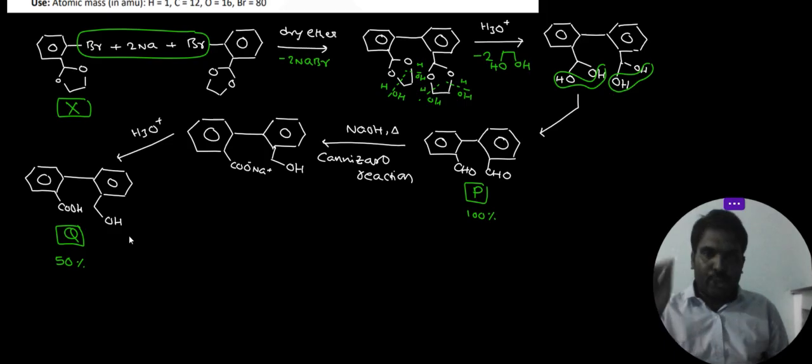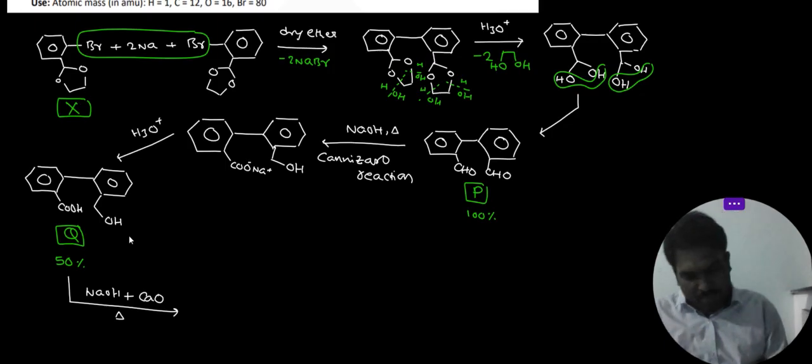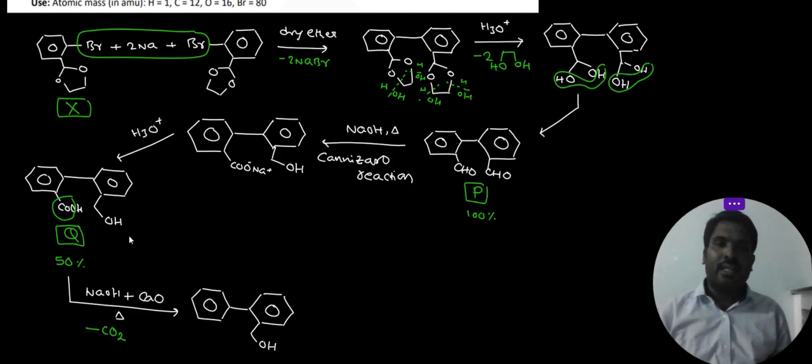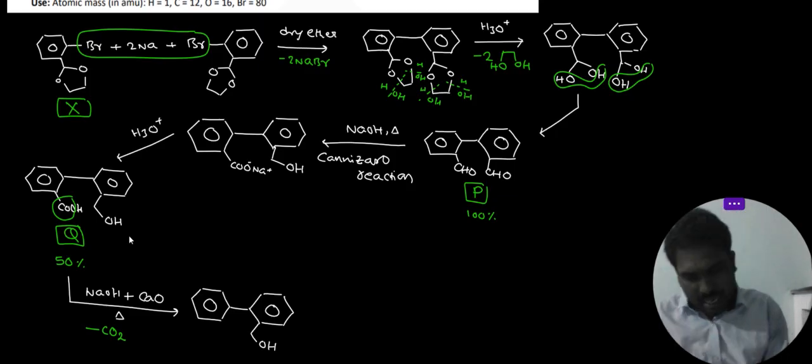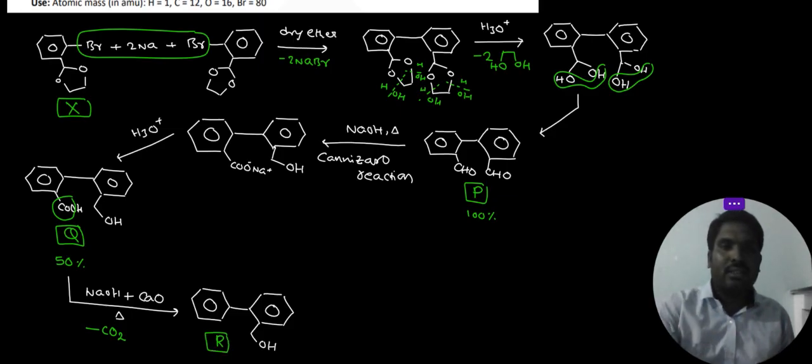Now this Q undergoes decarboxylation with soda lime, NaOH plus CaO. Now the carboxylic acid group is removed as CO2. Then we can get this compound. So this is R.